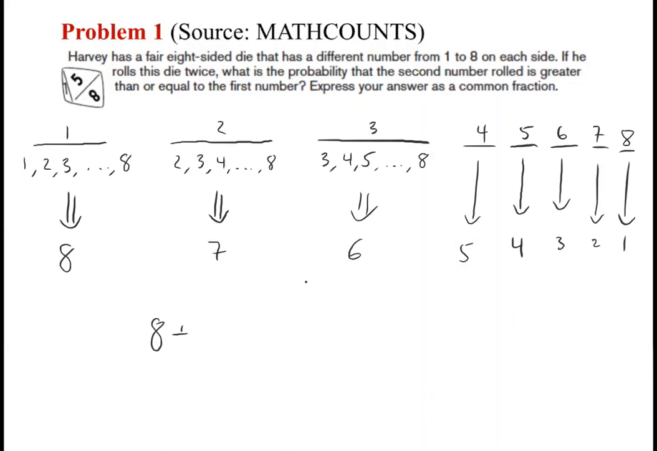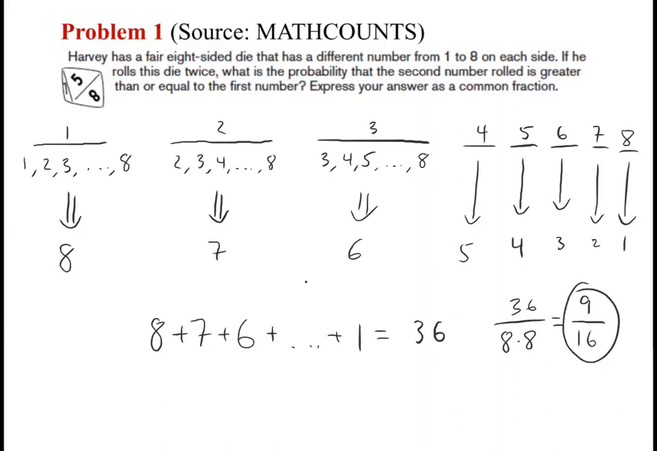So when you add all these numbers together, 8 plus 7 plus 6 all the way to 1, that will give you 36. And you want the probability, so you want to put 36 over the total number of things he can roll, and that is 8 times 8. So 36 over 64 simplifies to 9 over 16.